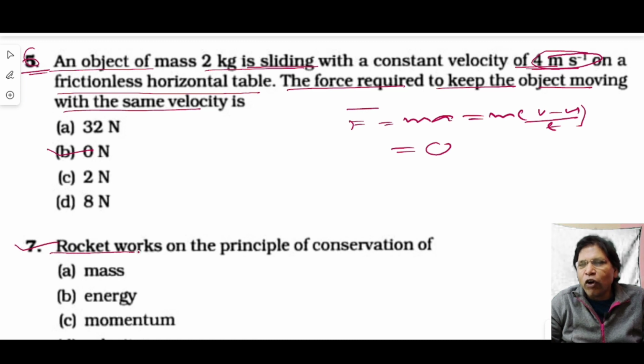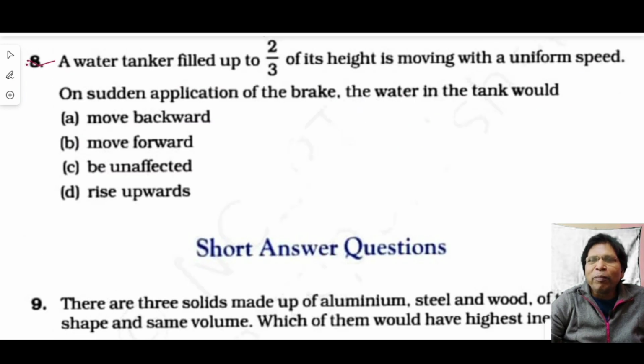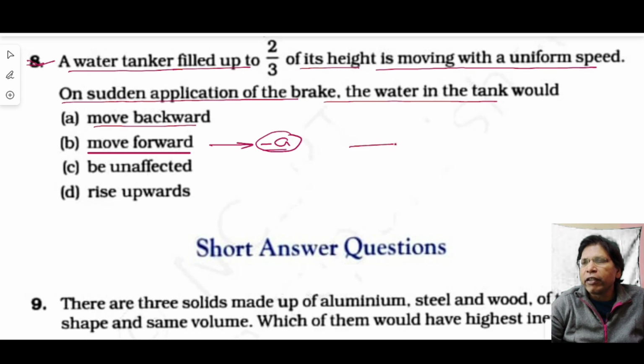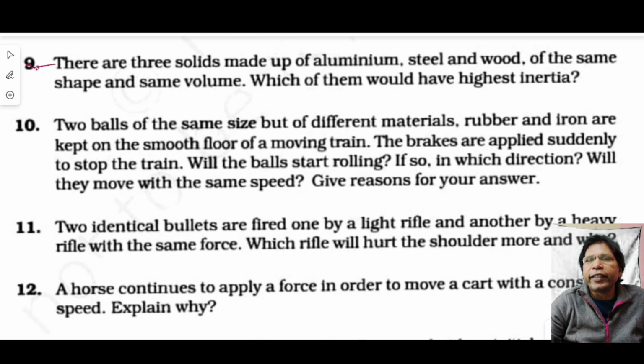Question number 7. Rocket works on the principle of conservation of momentum. Okay. Now question number 8. A water tank filled up to two-thirds of its height is moving with a uniform speed. On sudden application of brake, the water in the tank would move backward? No. Moves forward? Yes. Moves forward, because here a retardation is produced. During retardation, water experiences a force in the forward direction. That is, the level of the water becomes like this. Okay, understood? Now short answer type questions.